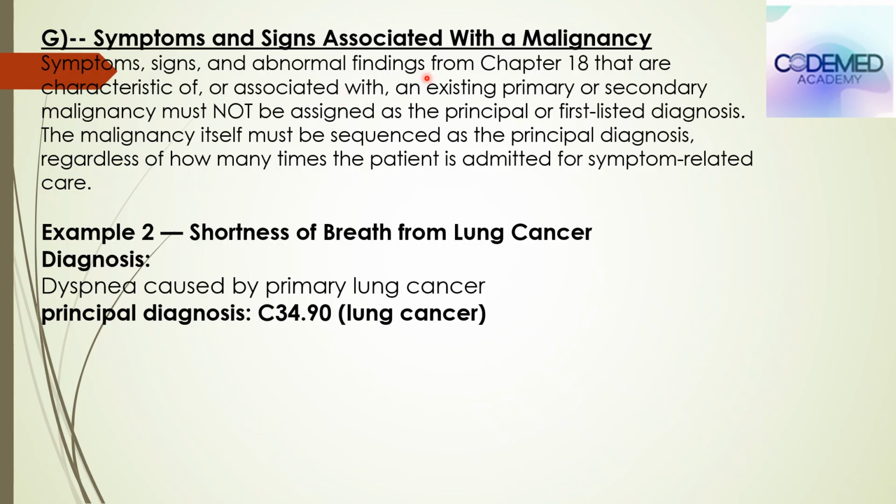Now, the symptoms and signs associated with the malignancy. Symptoms, signs and abnormal findings from chapter 18 that are characteristic of or associated with an existing primary or secondary malignancy must not be assigned as a principal or first listed diagnosis. The malignancy itself must be sequenced as the principal diagnosis, regardless of how many times the patient is admitted for the symptom related care. So for example, the patient has shortness of breath from the lung cancer. The dyspnea is caused by the primary lung cancer, so the principal diagnosis will be the lung cancer. Remember, this is also a new guideline.